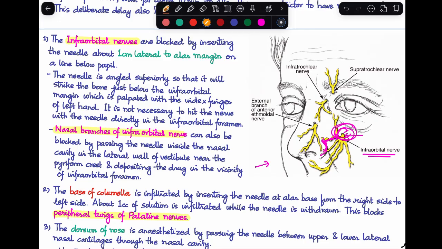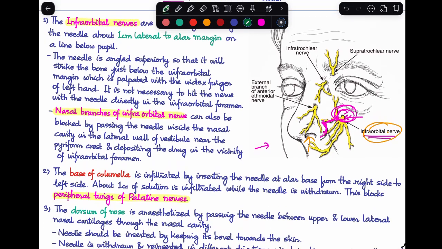Second, we also have some nasal branches of this infraorbital nerve. These can be blocked by inserting the needle inside the nasal cavity, in the lateral wall of the vestibule near the piriform crest, and depositing some drug in the vicinity of this region. So that will take care of the nasal branches of the infraorbital nerve.